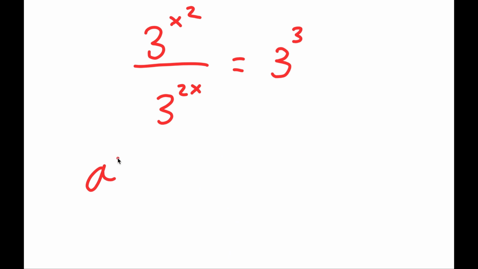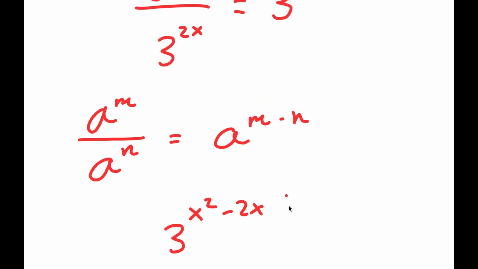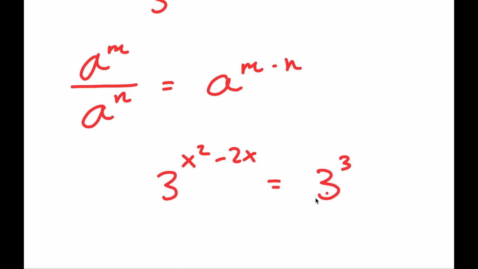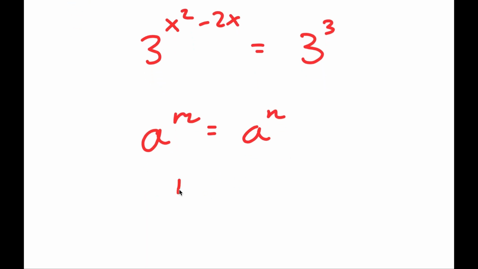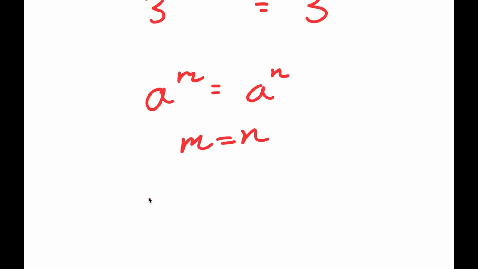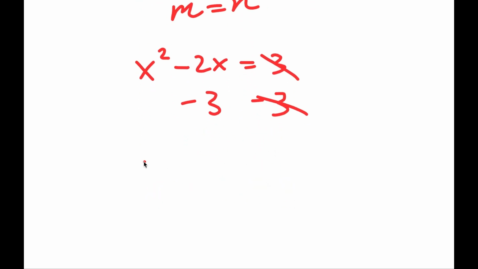Now from here, if I have something in the form a to the power of m over a to the power of n, this is equal to a to the power of m minus n. So I get 3 to the power of x squared minus 2x is equal to 3 to the power of 3. And now if I have something in the form a to the power of m is equal to a to the power of n, this means that m is equal to n. So in this case, x squared minus 2x is equal to 3. And if I subtract both sides by 3, these two cancel out, and I get x squared minus 2x minus 3 is equal to 0.